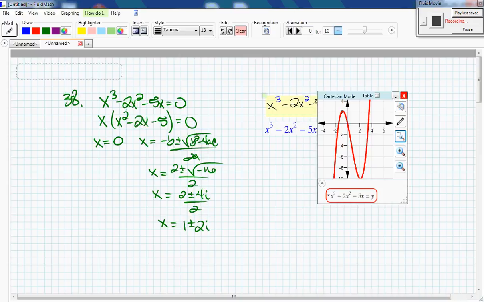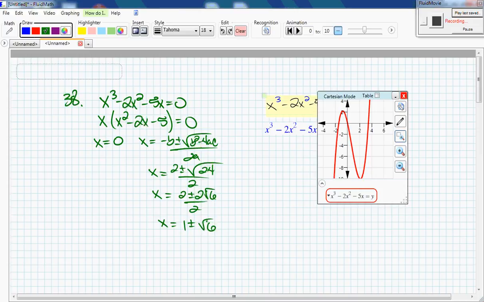Let's see. B squared is 4 minus 4 times, it should be a positive. Sorry. So it's a good thing that we check. This should be a positive: -4 times 1 times -5 is +20, b squared is 4, so +24, that'd be 2 radical 6. So in this case, we would have 1 plus or minus radical 6.